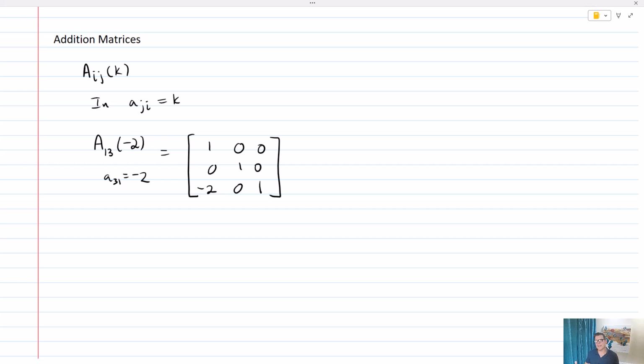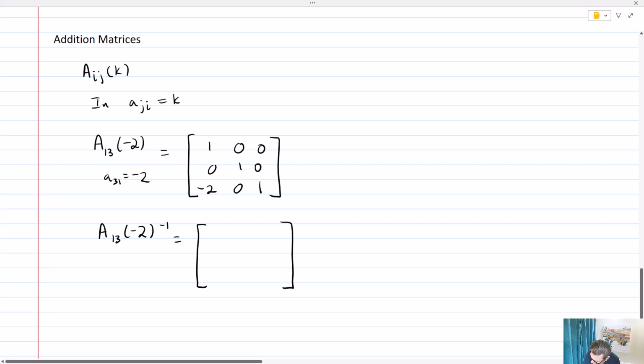To get where we got in the first place, we added negative 2 row 1 to row 3. So to reverse that, we should add a positive of that, right? That'll actually reverse the process. So that means that A13 negative 2 inverse is just going to look exactly the same. It's going to be 1, 0, 0, 0, 1, 0, 2, 0, 1. It'll look exactly the same, except instead of being a negative, it's going to be a positive.